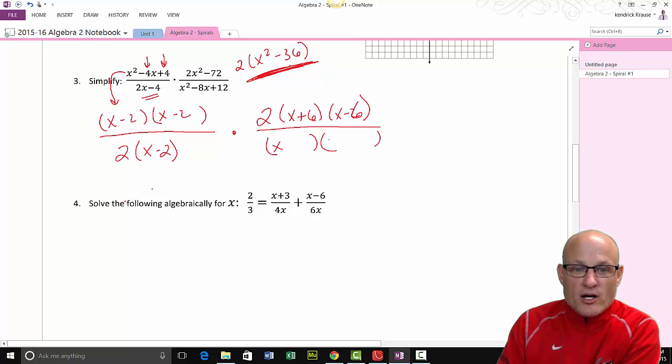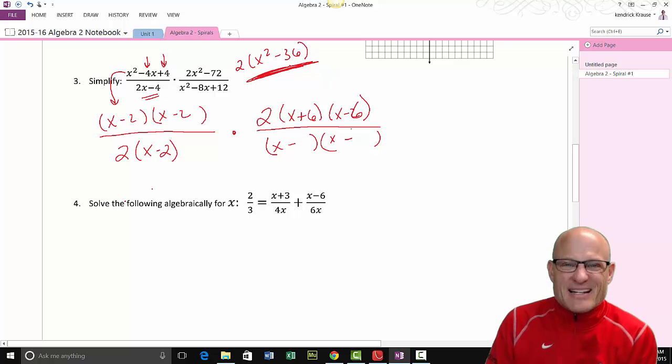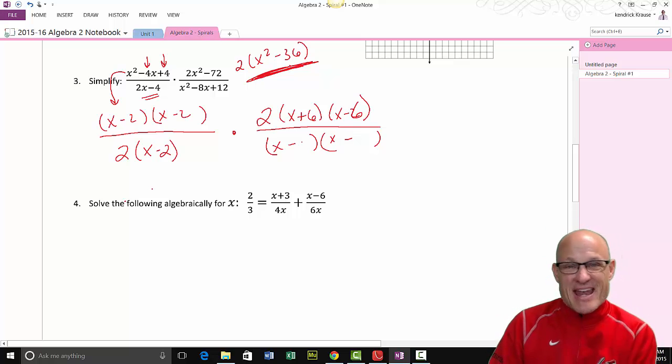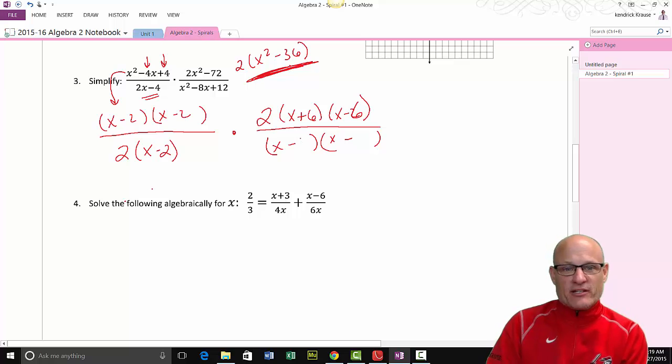And finally, the bottom right. Again, it's positive 12. So I know the signs are going to be the same, and since the middle's negative, they're both going to be negative. So I need some way to multiply to 12 that adds up to negative 8. And that's pretty easy. Negative 2 and negative 6.